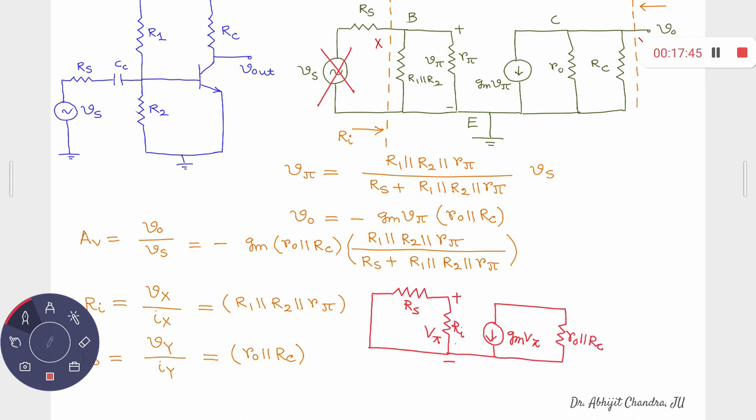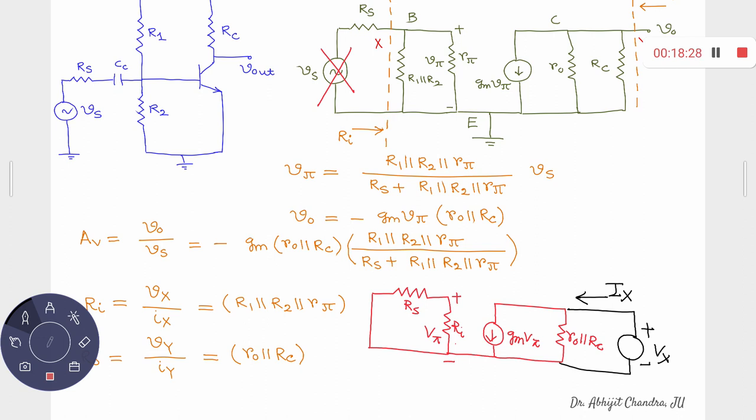Right? And then you have to identify that my output terminal is the collector terminal. Once you identify this, you just connect some test voltage between these two nodes. You connect some test voltage, let it be Vx, and suppose the current being drawn by the circuit is Ix. Find out the ratio Vx upon Ix. So what is that? This is nothing but R0 parallel RC, the output resistance. So, for output resistance calculation, you have to follow this.